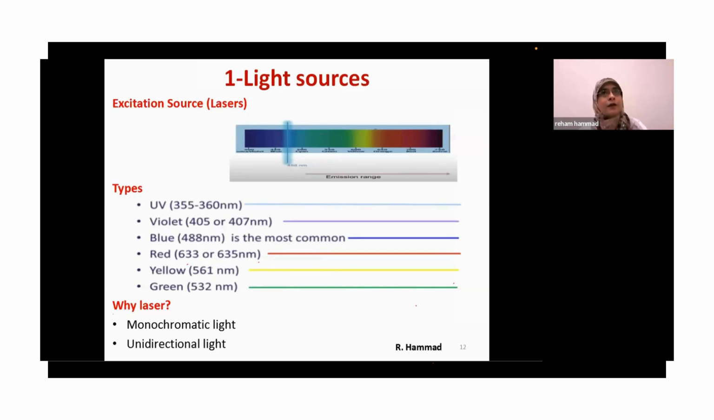Still, I will remind you once again to remember the blue laser, which is found in most of the instruments, and its wavelength is 488 nanometers. It is responsible for stimulation of the most basic things that we use inside the lab. The second question is, I have said that we are using laser, so why laser? Why specifically laser? Why can't I use any other kind of light source?